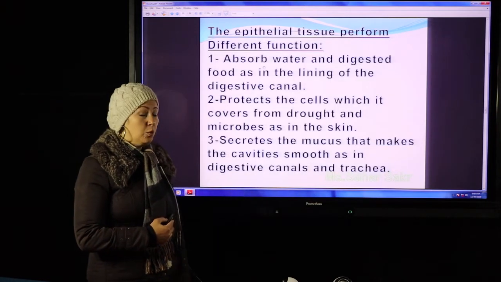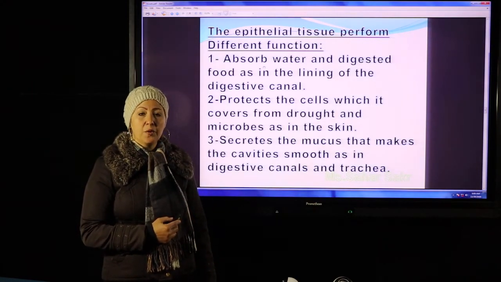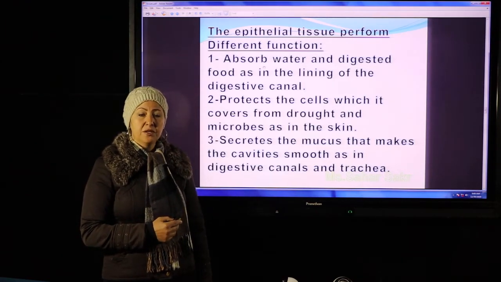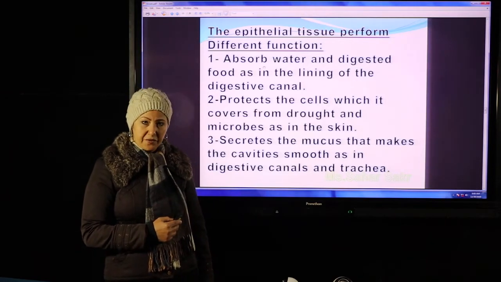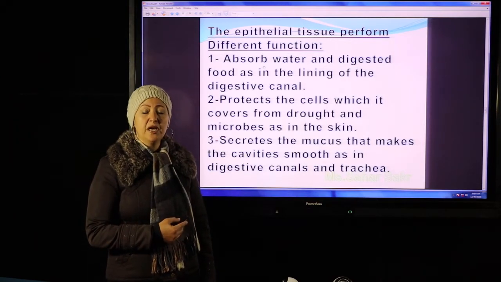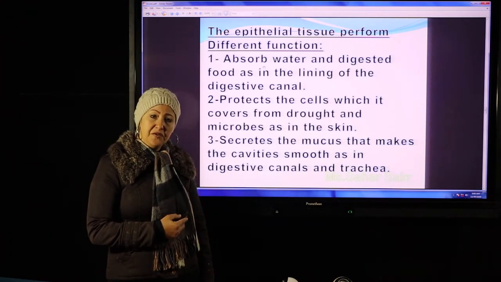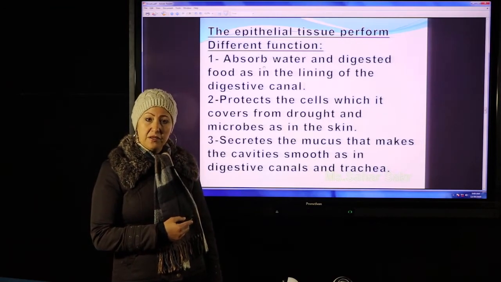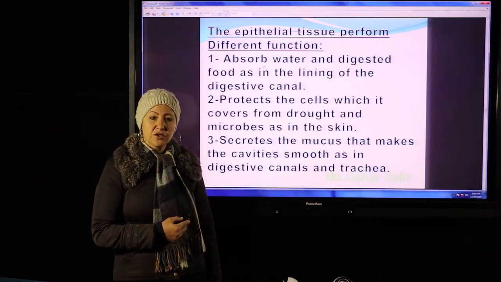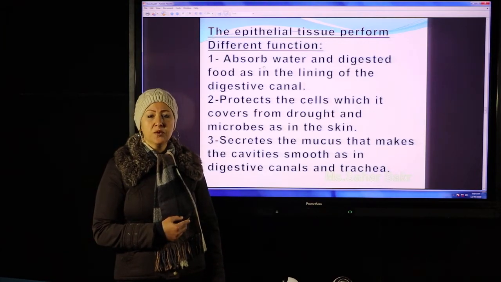Okay? What are the functions of the epithelial tissue? The function of epithelial tissue depends on its location. When the epithelial tissue covers the whole body from outside, it protects us from drought and microbes. If they are lining the internal body cavities, they secrete mucus to keep the internal cavity moist or smooth. If they are found in the lining of the wall of the stomach or the intestine or the digestive canal, it helps in digestion and absorption of food. So we have different functions for the epithelial tissues according to the location.